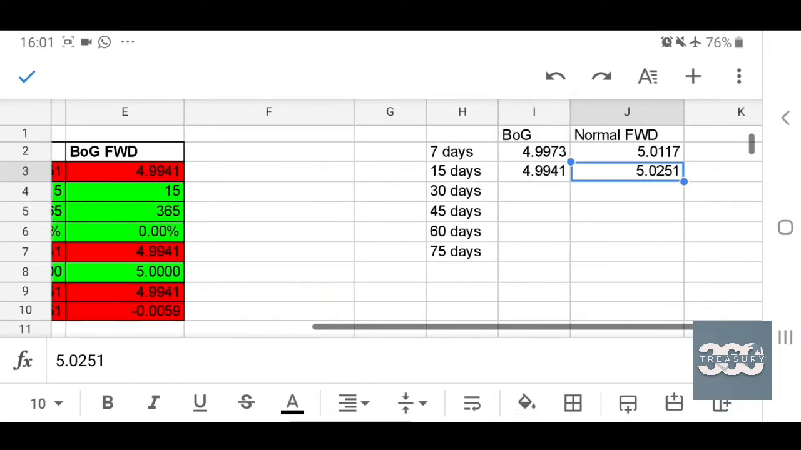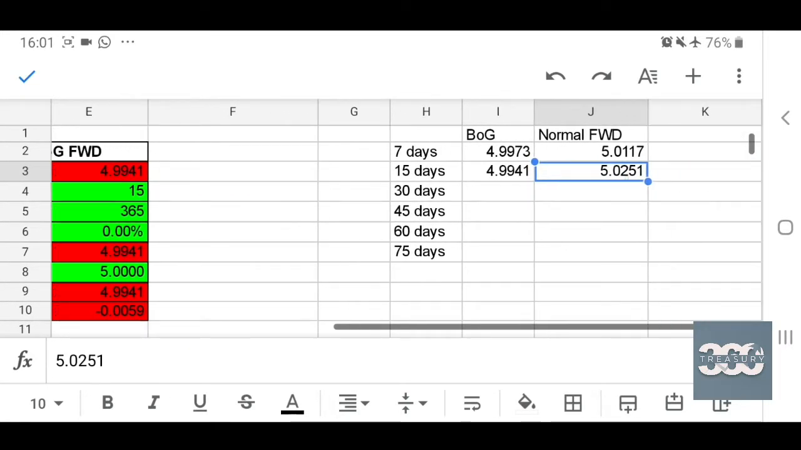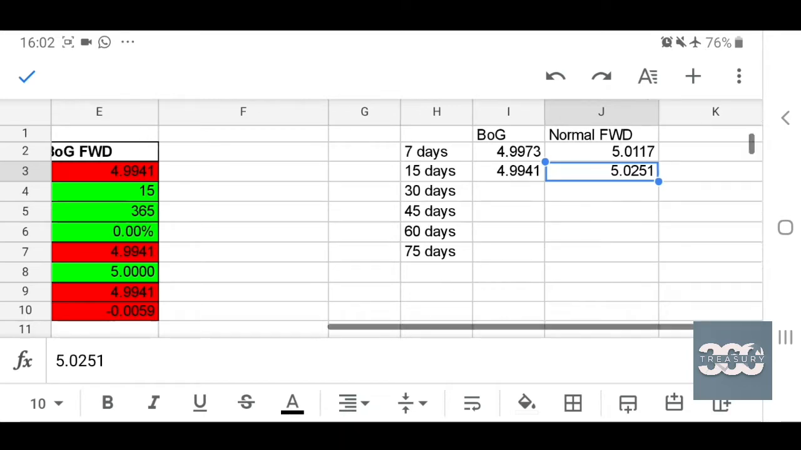Now, earlier on in my previous video, I said a forward rate is an interest rate differential between two currencies, and this differential is what is showing right here. Okay, so the difference between a normal forward and a BoG forward is the CD interest rate. So the CD interest rate is missing in the BoG forward but present in the normal forward.